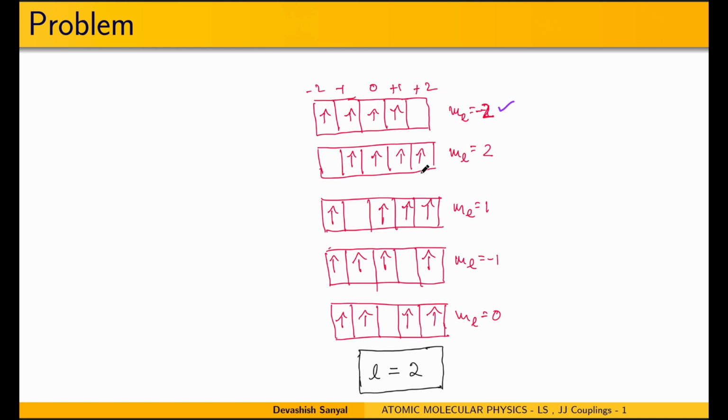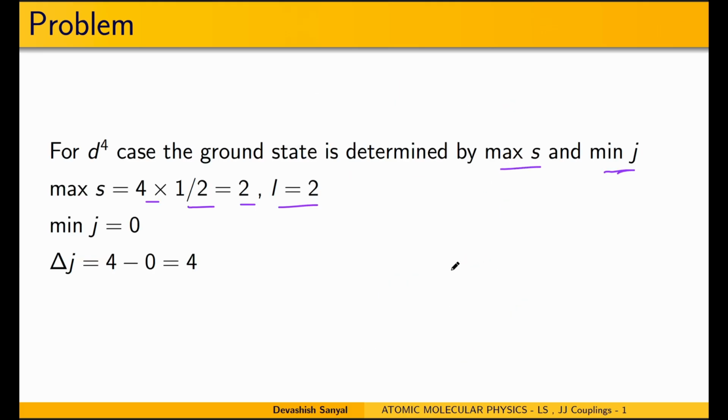You can check easily by adding. If I place the electrons like this, then the z component will be 2. If I place the electrons like this, the z component will be 1. If I place the electrons like this with one vacant, then -1, and for this one vacant, 0. So you can see the possible values of ml vary from -2, -1, 0, +1 and +2. So L is equal to 2. In this case also, L is equal to 2.